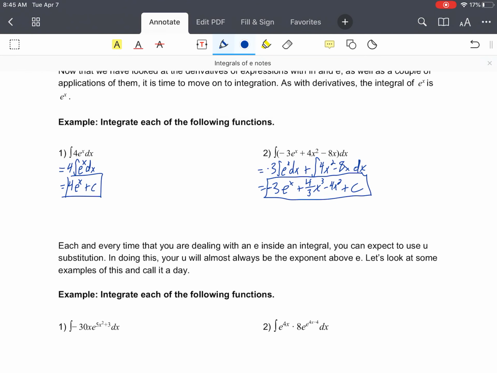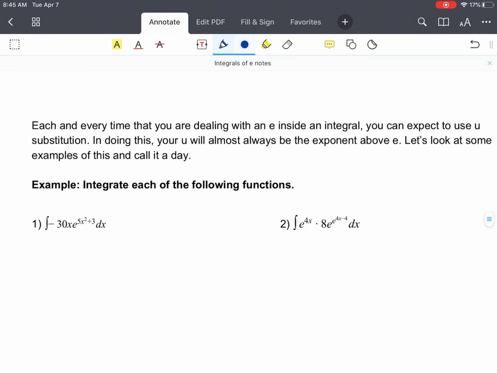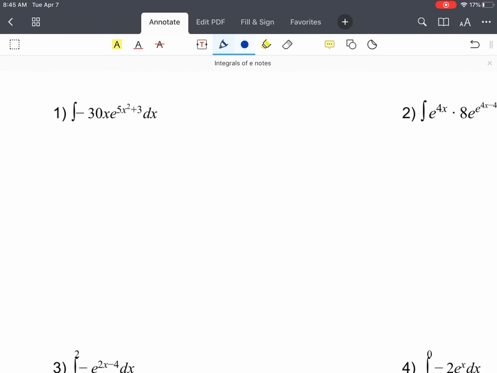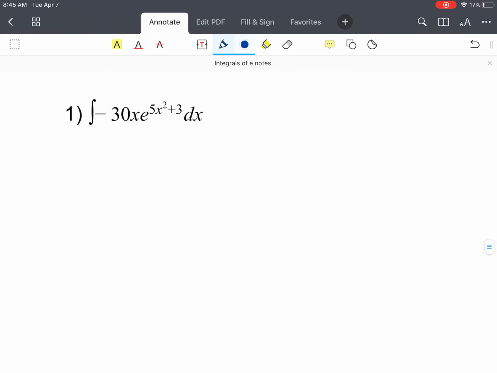Now where it gets a little more complicated is if there's something besides just an x up top. In those cases, you're going to use u substitution. U will almost always be that exponent above e. Actually, for the purposes of this class, we're going to keep it that way. So let's look.